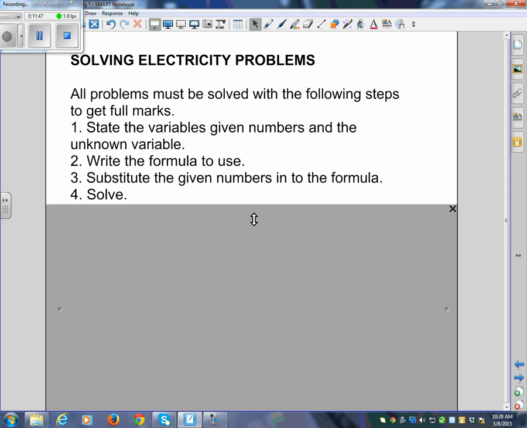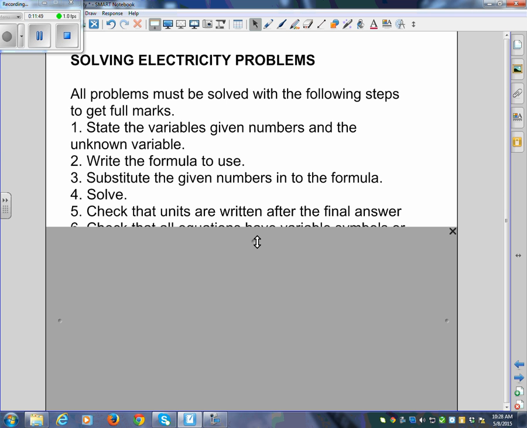Solve, do the math. Check that units are written after the final answer. Are units important? Yes, they are. Tanya, how'd you like 100,000 volts? $1,000, sir. Yeah, but what I'm really offering is 100,000 kicks in the butt. Units are important. I've been kicked in the butt before, not 100,000 times, I'm sure.